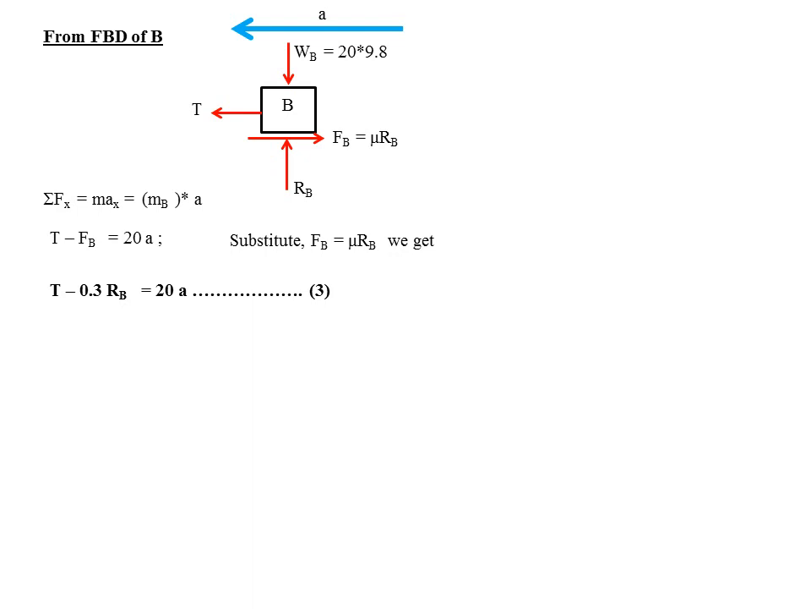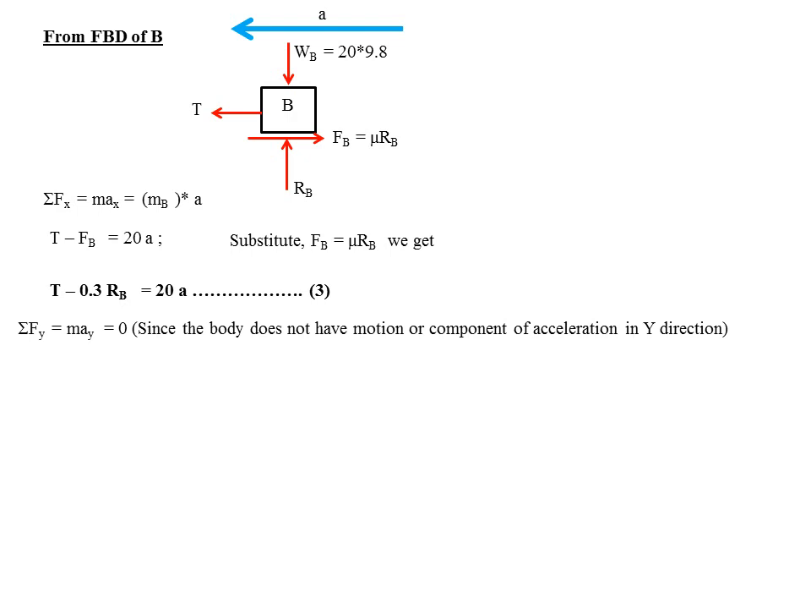Now you can substitute fb equal to mu rb in that equation, then we will get t minus 0.3 rb equal to 20a. Now similar to block A, here also the resultant force in y direction will be 0 because ay, the acceleration in y direction, equals 0. The body is not moving in the y direction, it is moving only in the horizontal direction, so you can put ay equal to 0. So if you solve the resultant force in y direction equal to 0, we will get rb positive minus wb equal to 0, then rb equals wb, which is 196, that is 20 into 9.8.